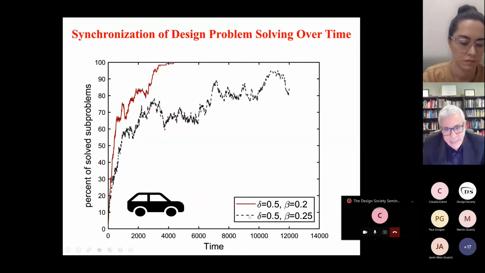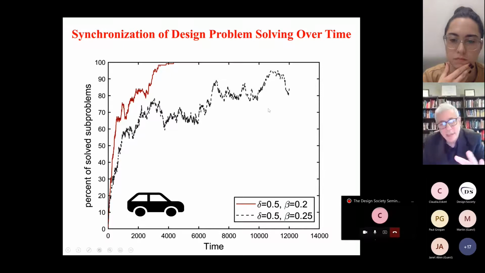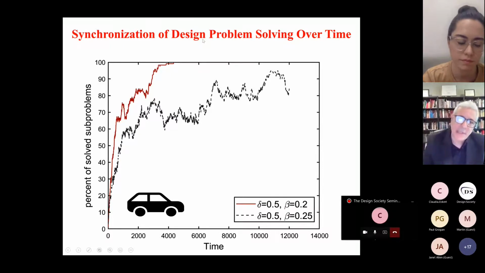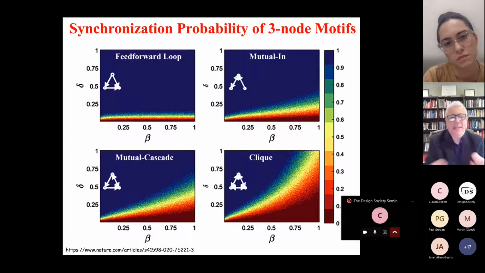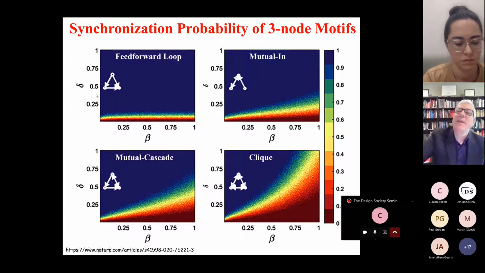So here you see two types of behavior that can happen in the system. The system can converge over time to a solution, or the system might diverge. You might have two possible solutions, so the system might synchronize or might diverge. Now, you take all of those small subgraphs and you create a measure of synchronization. This is the probability that, if you run the model on a subgraph, it will converge to a solution, that it will synchronize to a design solution.